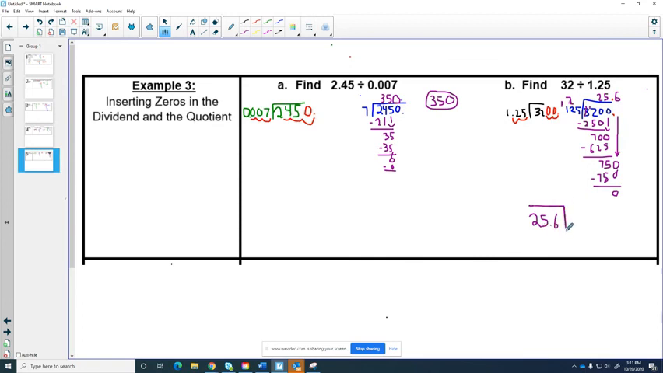I hope these 2 examples have helped you better understand the process in dividing decimals as well as inserting zeros in the dividend and the quotient.